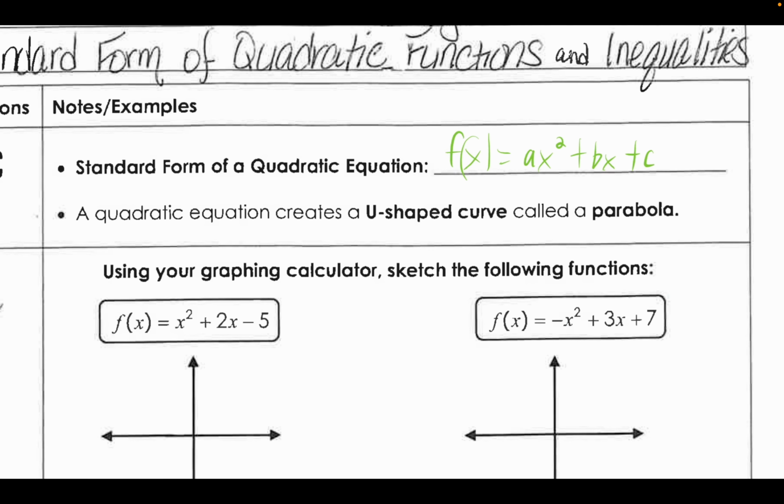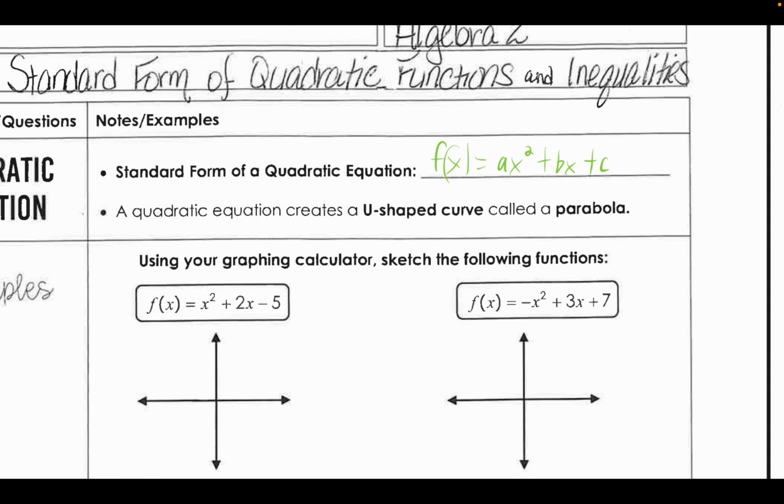Now, this quadratic equation creates a U-shaped curve called a parabola. So we might recall that a linear function looks like a straight line, an absolute value function looks like a V, and a parabola now looks like a U. And just like absolute value, it can be stretched out wider, it can be made narrower, it can be flipped upside down. All these different things can happen to a parabola just like they happen to an absolute value function.